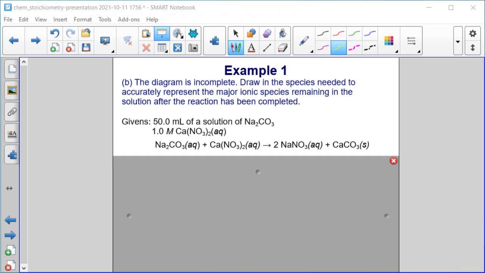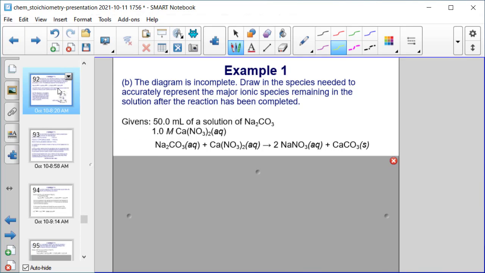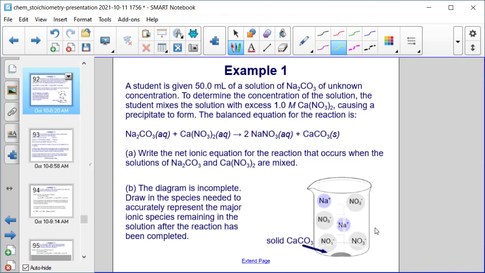In part B, we're told that the diagram is incomplete and we need to draw the species needed to accurately represent the major ionic species remaining in the solution after the reaction has been completed. We know that we start with 50 milliliters of Na2CO3 and we have a 1 molar solution of CaNO3, okay? And that we form this solid precipitate. So I'm going to go back actually to the question so we can see the diagram as it's given. So we have Na and NO3 ions hanging around in the beaker, and down at the bottom, we have solid calcium carbonate. That's expected as our precipitate forms, right?